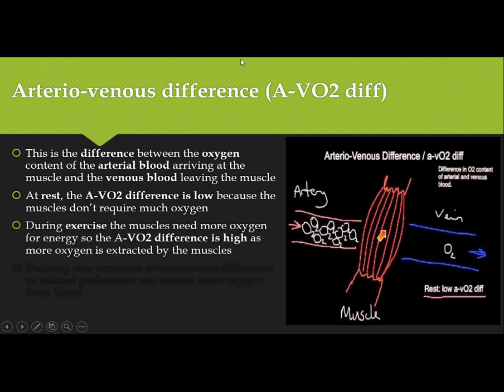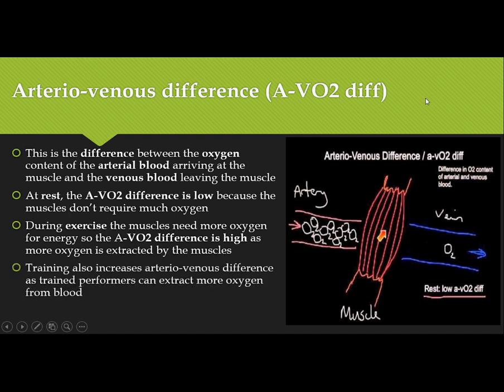However, during exercise, this muscle requires a lot more of this oxygen, so it takes on board a lot of the oxygen, which diffuses into the muscle, and therefore there's less oxygen left in the vein leaving the muscle. So the AVO2 difference, the difference between the oxygen in the artery arriving at the muscle and the vein leaving the muscle, is a lot higher during exercise.